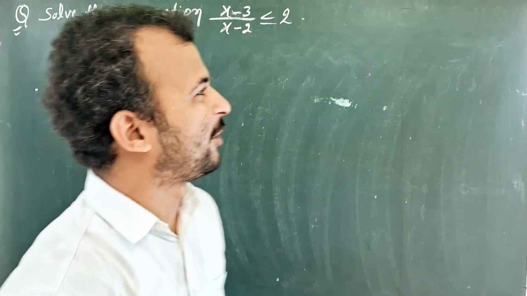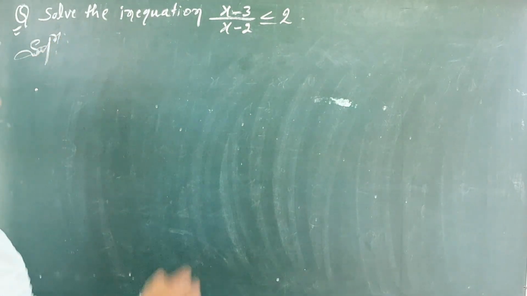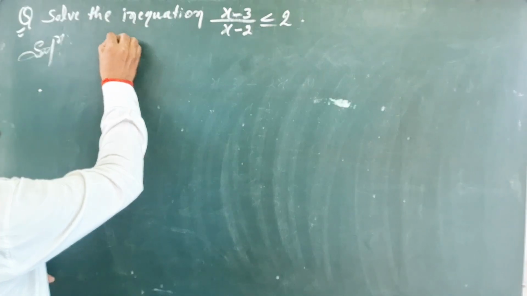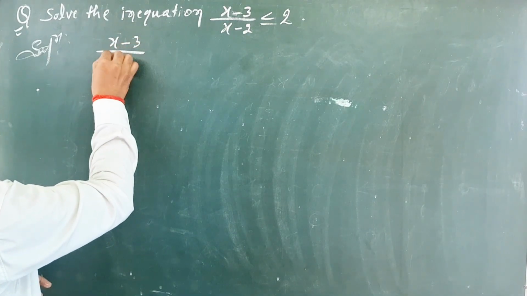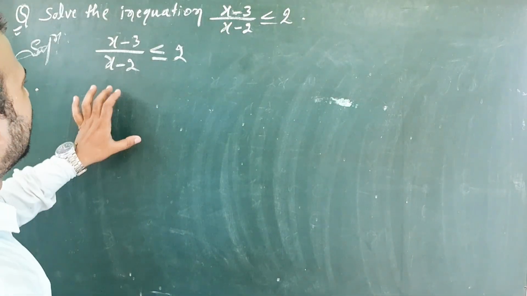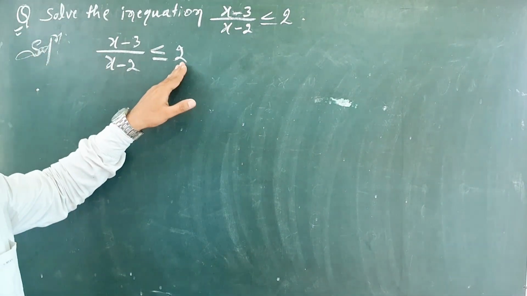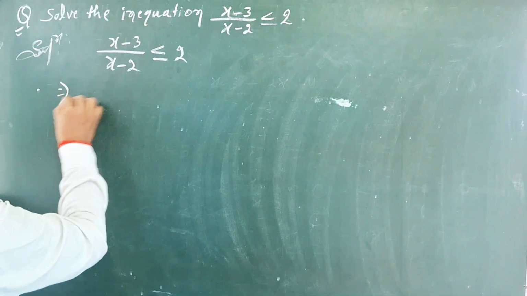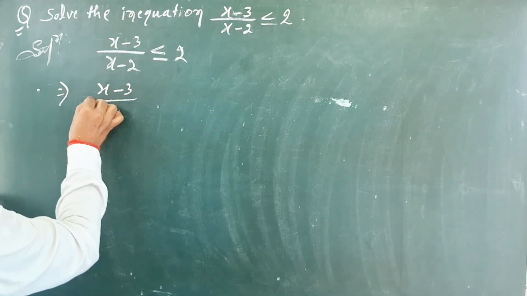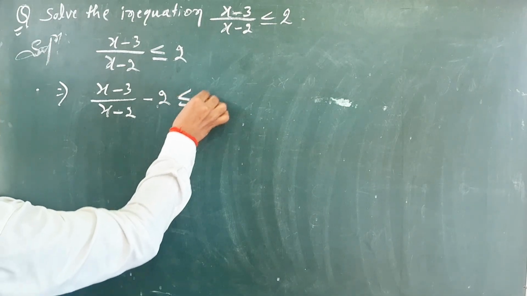Let us start its solution. First of all, we write the given inequation. Given inequation is (x minus 3) by (x minus 2) less or equals to 2. And after this, we take the 2 to the left hand side and we write like this: (x minus 3) by (x minus 2) minus 2 less or equals to 0.